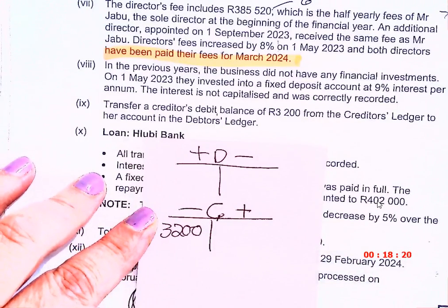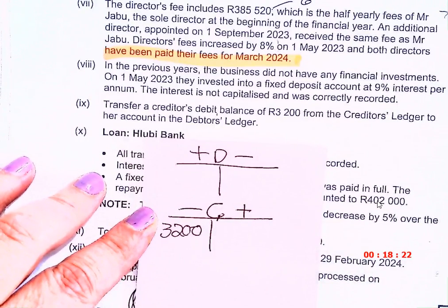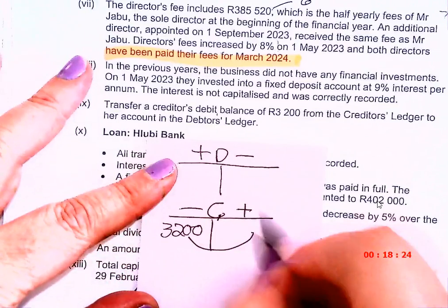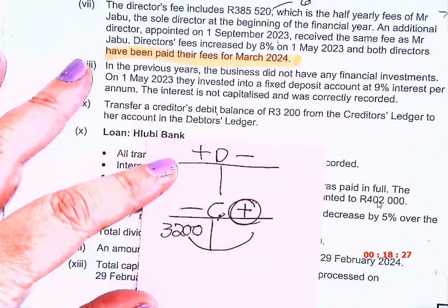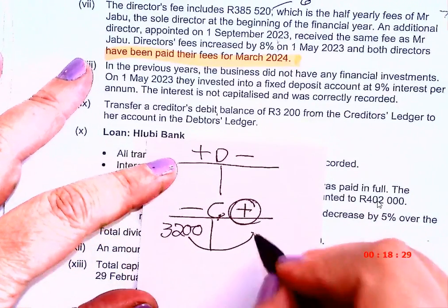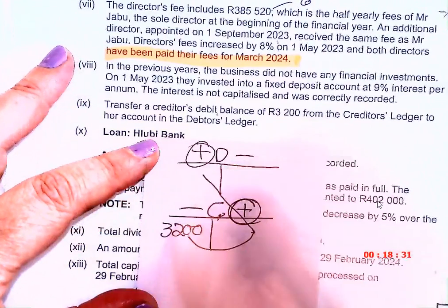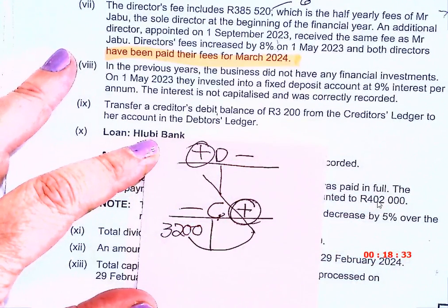Okay. Now we're going to transfer it. How do I get rid of it in the creditors? I go opposite. Can you see it's a plus? So now, if it's credited here, it means it's debited here, which is also a plus.